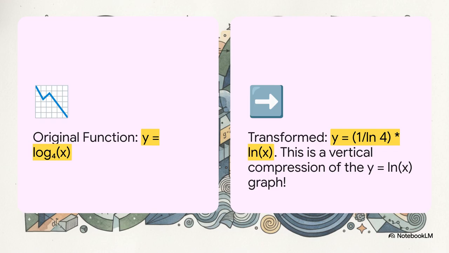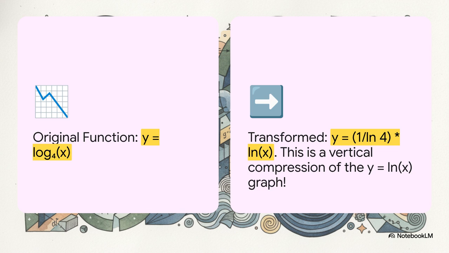For those of you in Precalculus, this formula shows you something really amazing about functions. If you take a function like y equals log base 4 of x, you can use the formula to rewrite it as y equals ln of x divided by ln of 4. Now, check this out. ln of 4 is just a number, a constant, so you can think of this as a constant 1 over ln of 4 multiplied by ln of x.